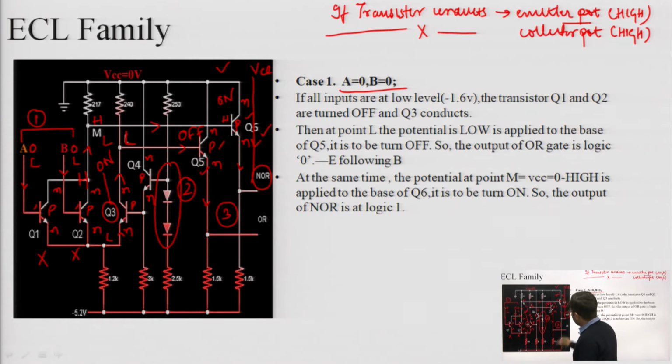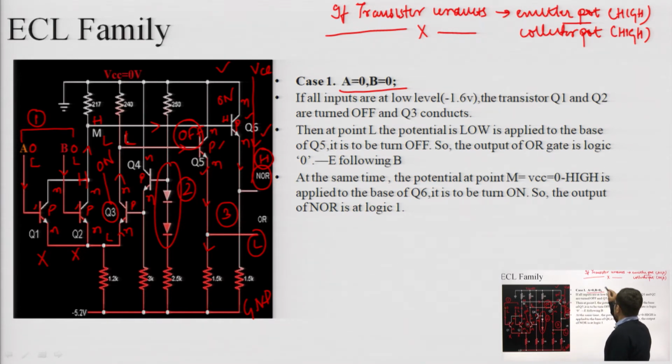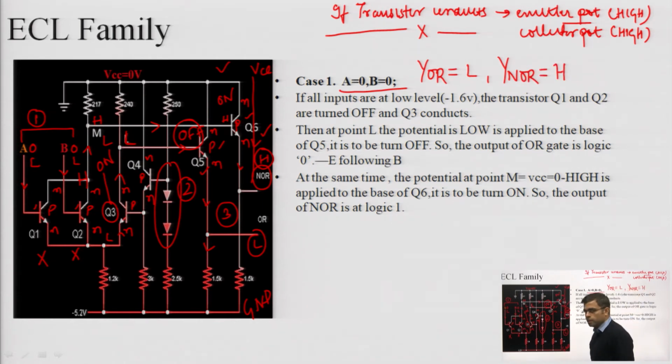Okay. Similarly, this transistor is off. If this transistor is off, then we can see that VCC cannot reach here, so this output can be connected to ground. So this is the ground side. So this OR output will be low and NOR output will be high. So for A is equal to 0, B is equal to 0, Y OR is equal to low and Y NOR is equal to high. Okay. So this should have been the case. So this is the operation of OR and NOR's first case for the ECL logic family.